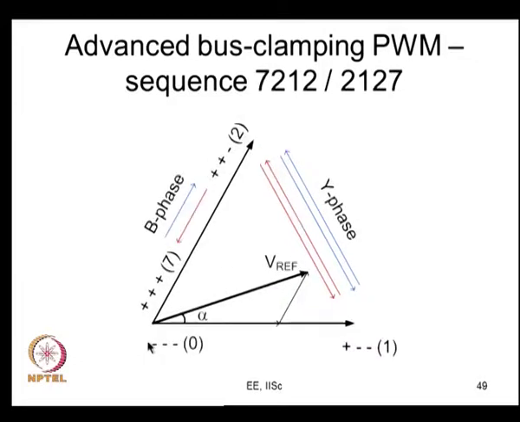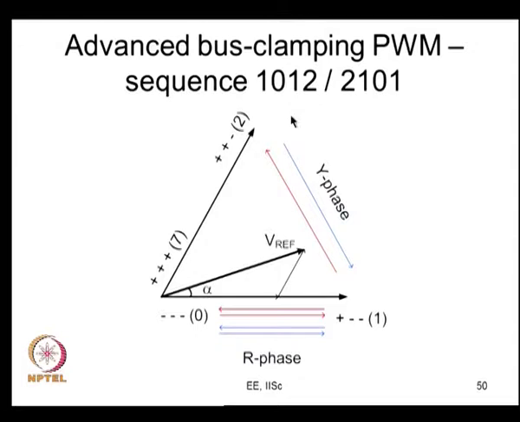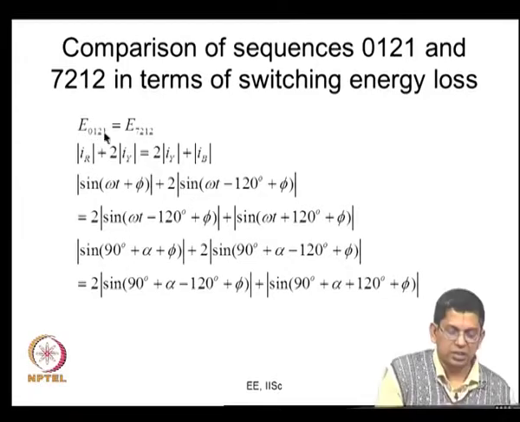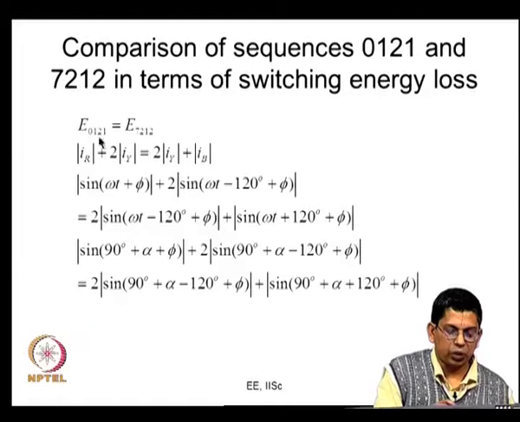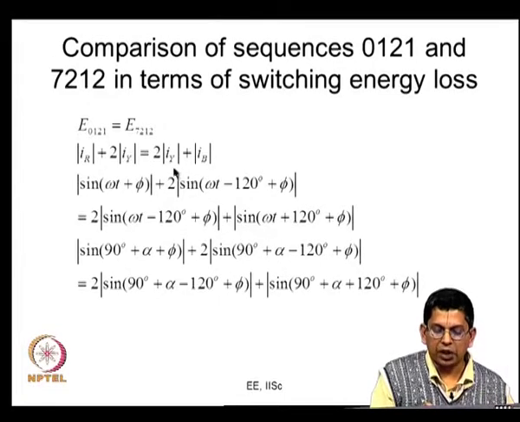So, you have 4 of these sequences which we can call 0 1 2 1, 7 2 1 2, 1 0 1 2 and 2 7 2 1. Let us take 2 of them, 0 1 2 1 and 7 2 1 2, we can compare them easily. What happens? 0 1 2 1, R phase switches once. So, the energy loss is given by IR plus 2 times IY, because Y phase switches twice, IB does not switch. For 7 2 1 2, Y phase switches twice. So, this is proportional to 2 times unsigned value of IY plus IB, here R phase does not switch.